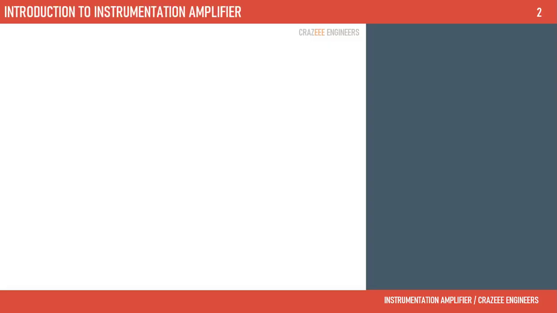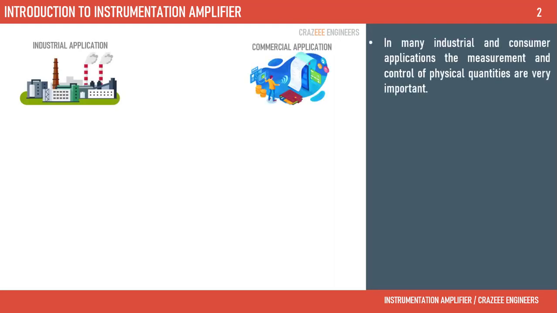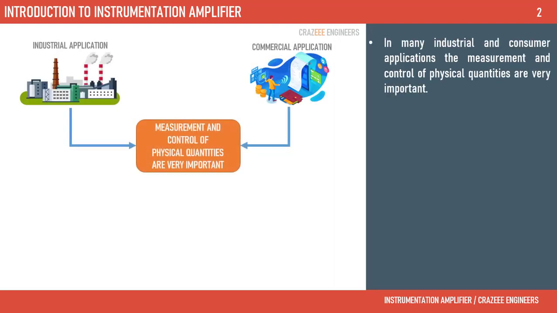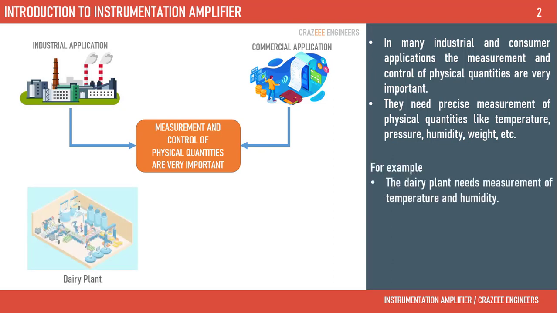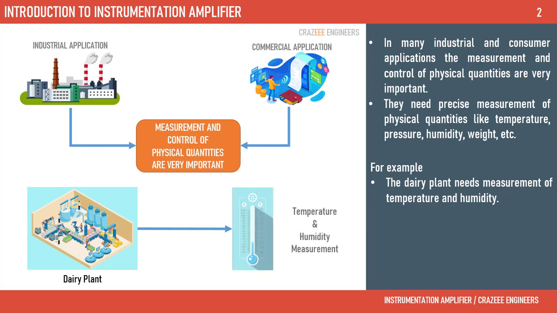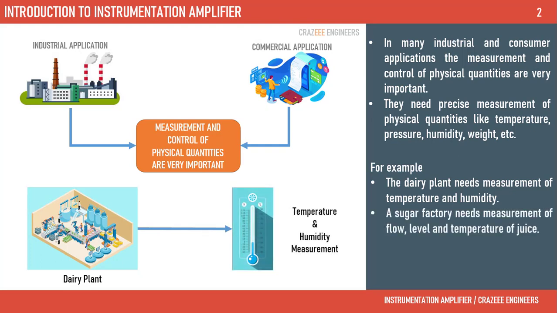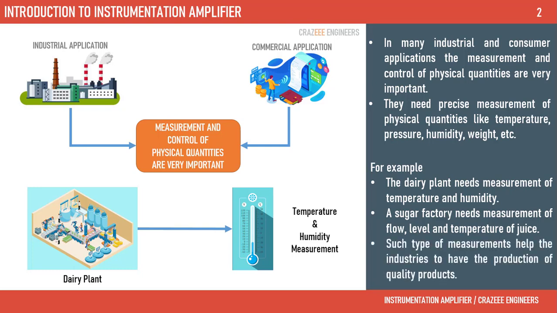Introduction to Instrumentation Amplifier. In many industrial and consumer applications, the measurement and control of physical quantities are very important. They need precise measurement of physical quantities, like temperature, pressure, humidity, weight, etc. For example, the dairy plant needs measurement of temperature and humidity. A sugar factory needs measurement of flow, level and temperature of juice. Such types of measurements help the industries to produce quality products.